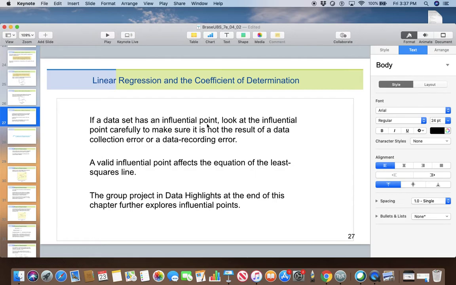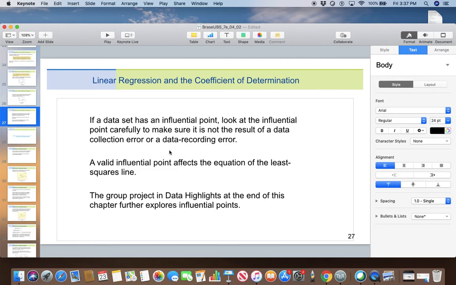If a data set has an influential point, look at the influential point carefully to make sure it is not the result of a data collection error. So when you are working on such matters in your own statistical study, if you find an influential point, check again. Maybe there is a data collection error or data recording error. Okay. A valid influential point affects or changes the equation of the least squares line. The group project in data highlights at the end of this chapter further explores influential points.